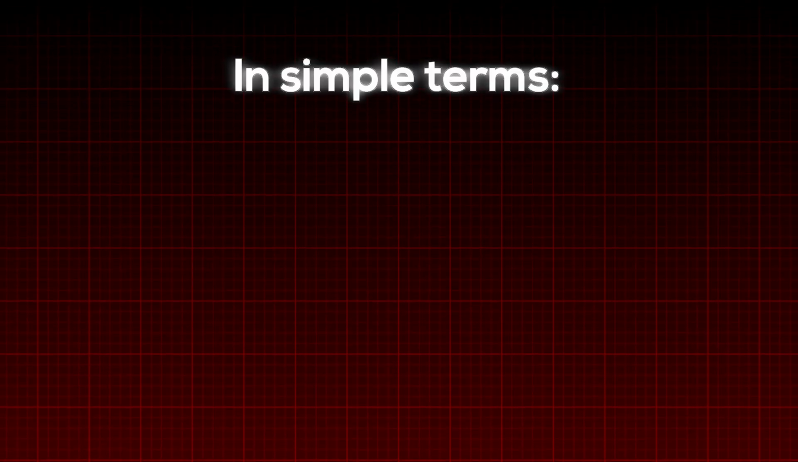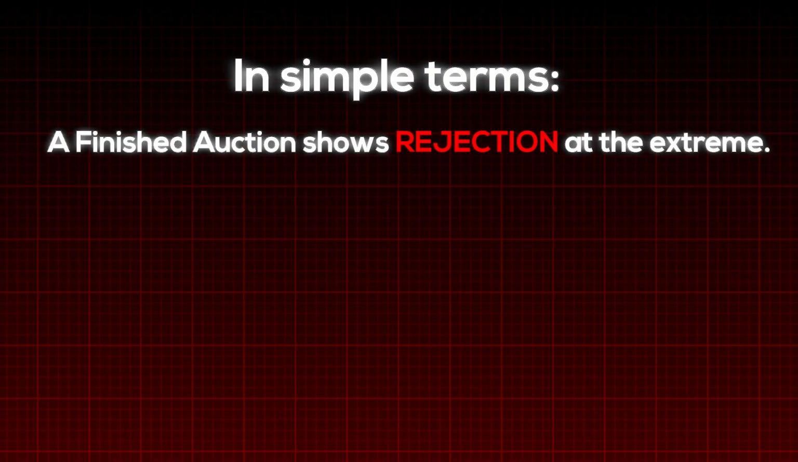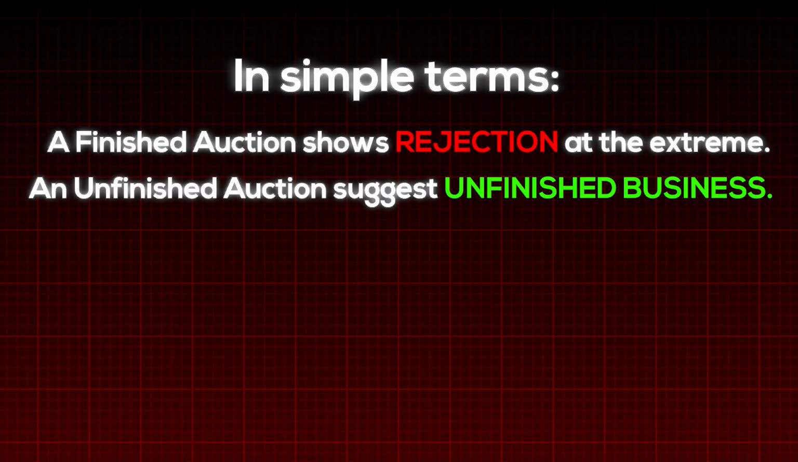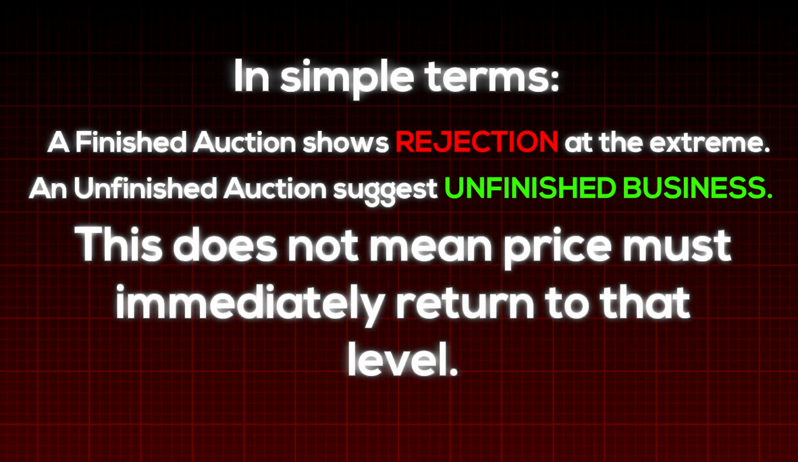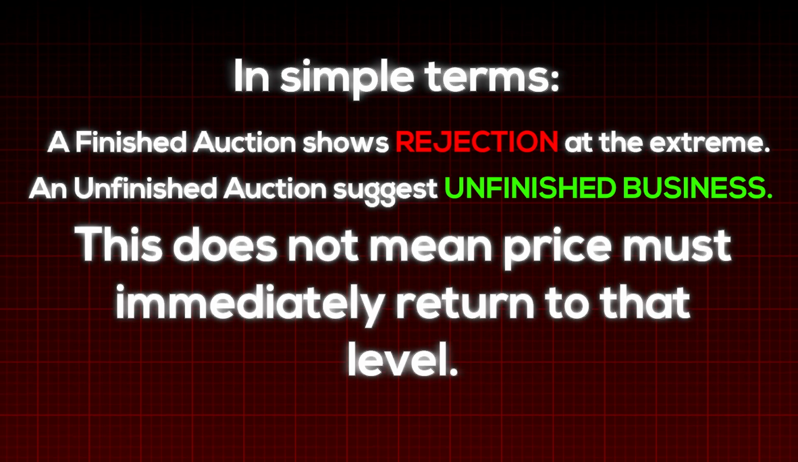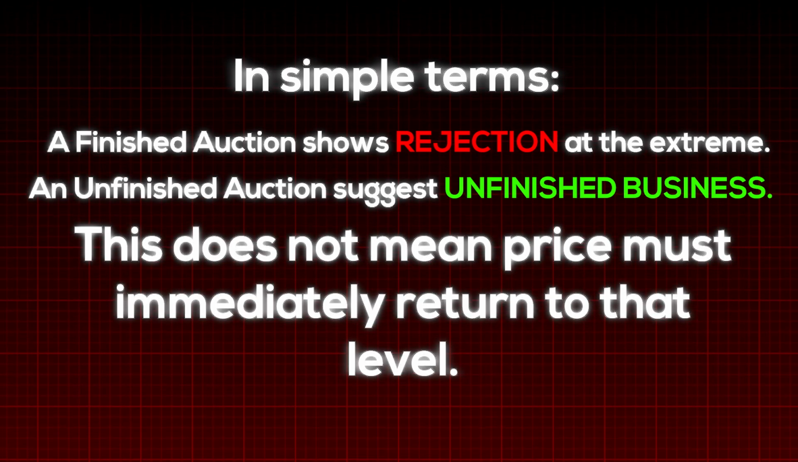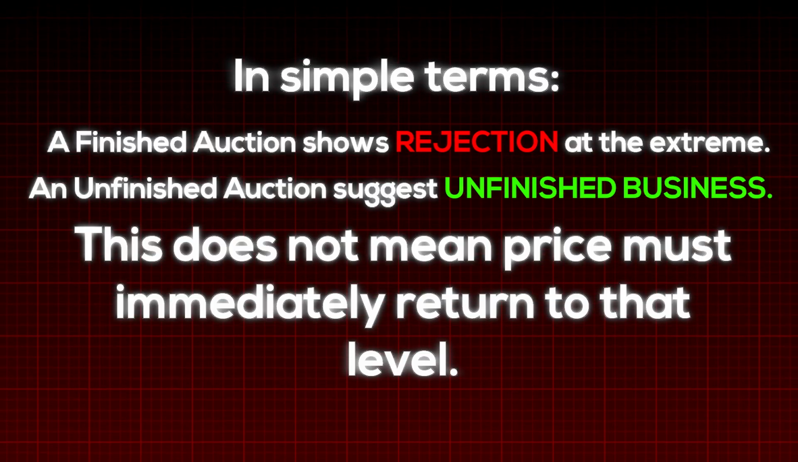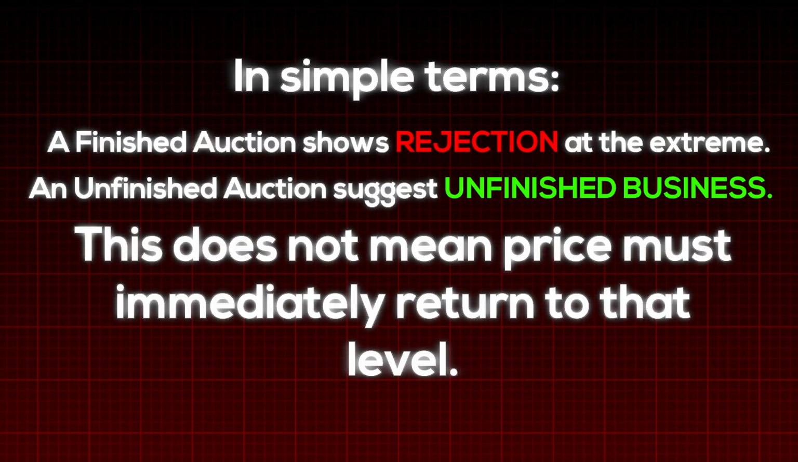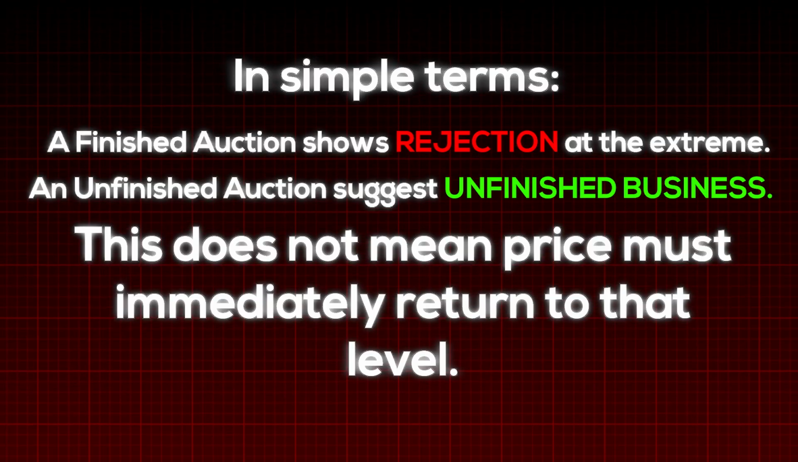In simple terms, a finished auction shows rejection at the extreme. An unfinished auction suggests unfinished business. However, this does not mean price must immediately return to that level. It simply means the auction did not show full completion there. Finished and unfinished auctions are tools to understand whether the market has truly completed its exploration of a price level.